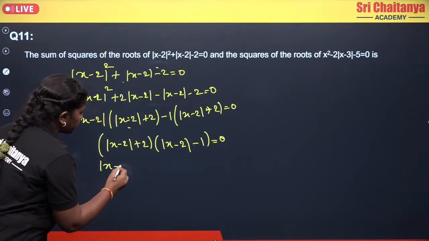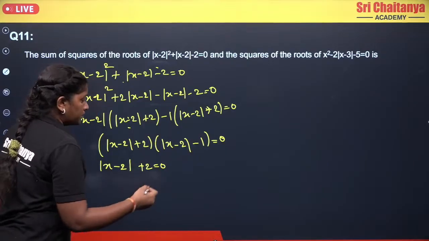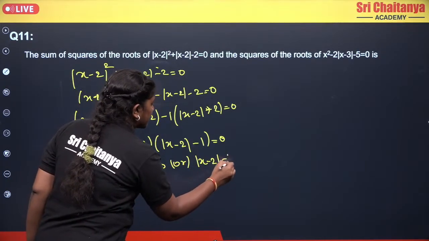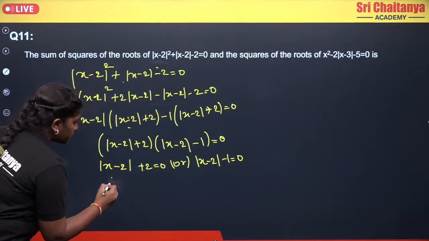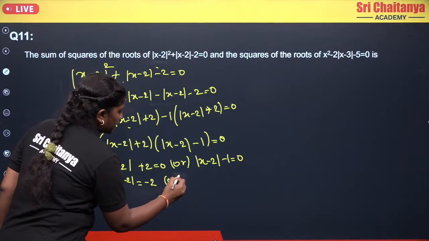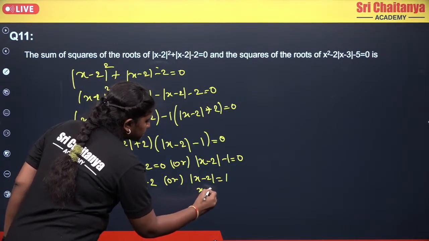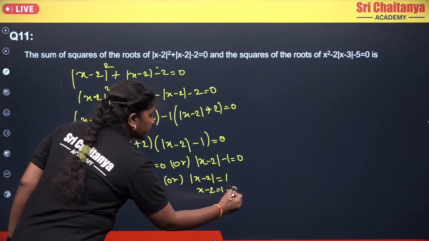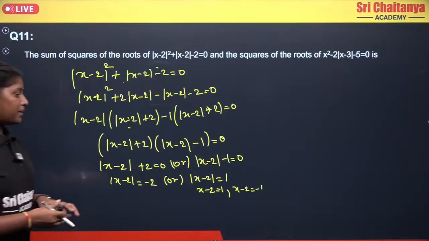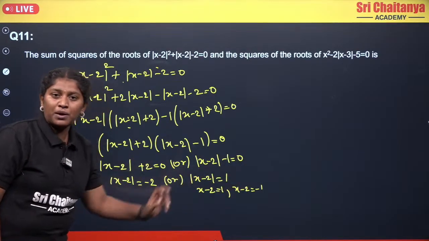So here we will be having modulus of x minus 2 plus 2 equals 0, or modulus of x minus 2 minus 1 equals 0. So from this what we will get? Modulus of x minus 2 equals minus 2, or modulus of x minus 2 equals 1. So from this you can take x minus 2 equals plus 1 or x minus 2 equals minus 1. Clear? So we will be having the two conditions. We can take x minus 2 equals 1 or x minus 2 equals minus 1.